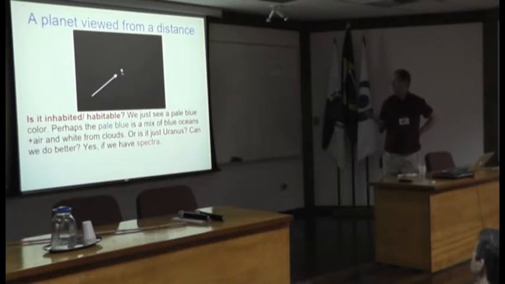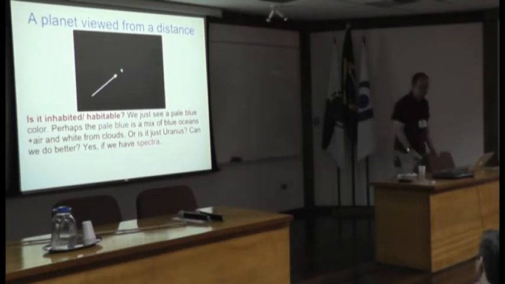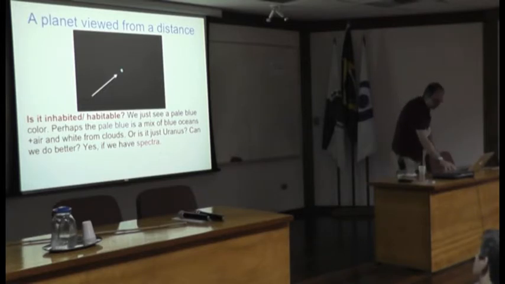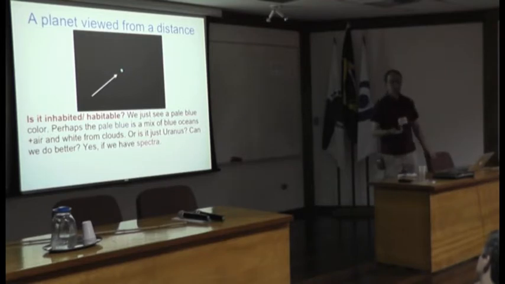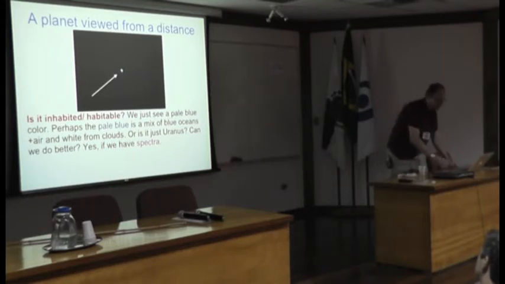Well, the answer is to see the difference between an Earth and a Uranus, you need a spectrum, because this integrated color is not enough. You need to see the way that the light splits up, and then you can start to diagnose the differences. So Uranus, for example, is blue because the methane absorbs in the red, which you don't see for the Earth. Earth is blue because of the Rayleigh scattering of the atmosphere primarily.